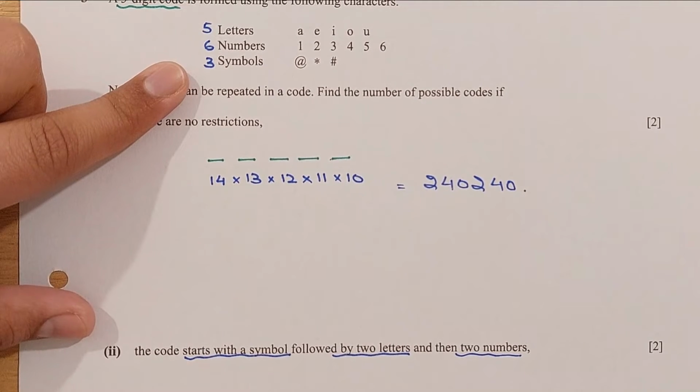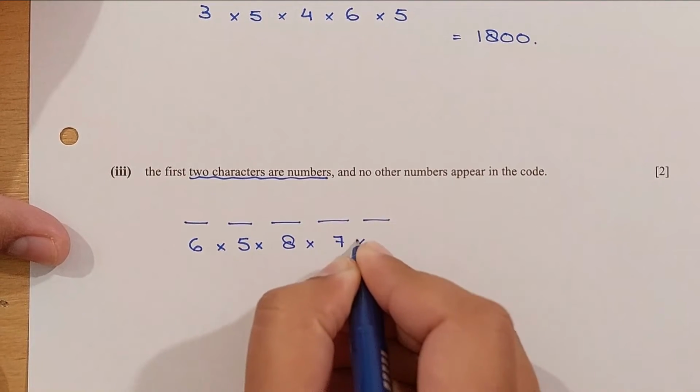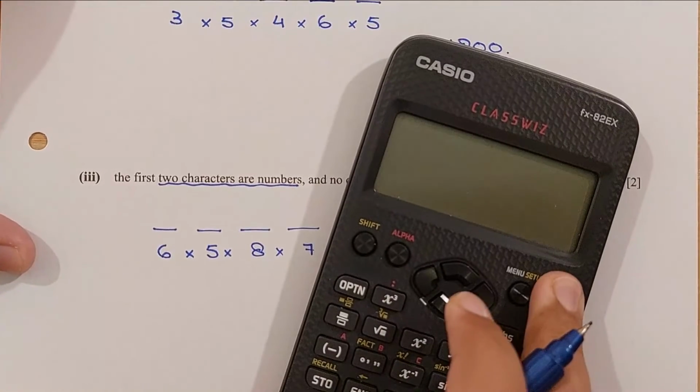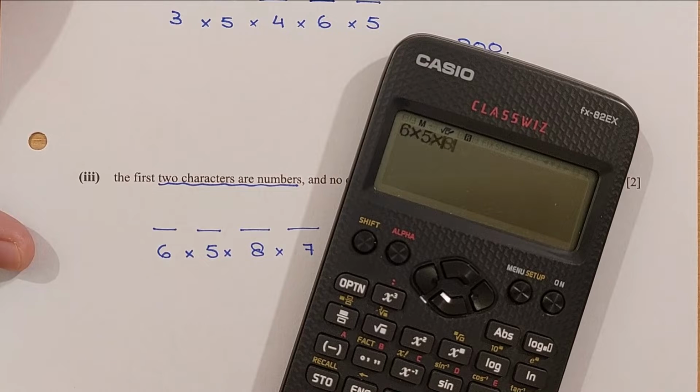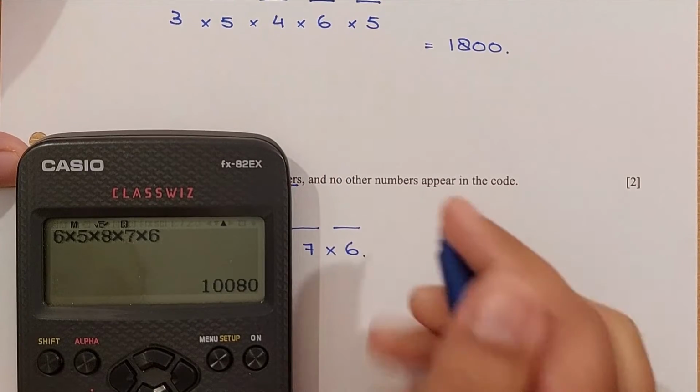So 5 letters and 3 symbols. So 5 plus 3, total 8 options. 8, 7, and then 6. Okay, so let me simplify this: 6 times 5 times 8 times 7 times 6. This is 10080.